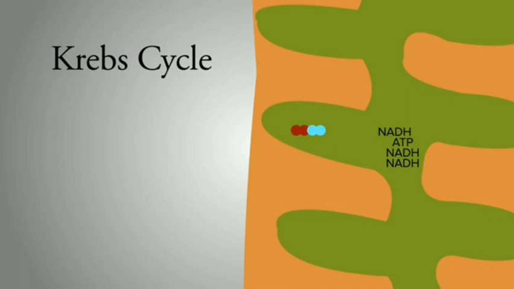Then two electrons are stored in a molecule called FAD. During the Krebs cycle, this reaction produces an FADH2 molecule. To understand the Krebs cycle, let's watch this video.